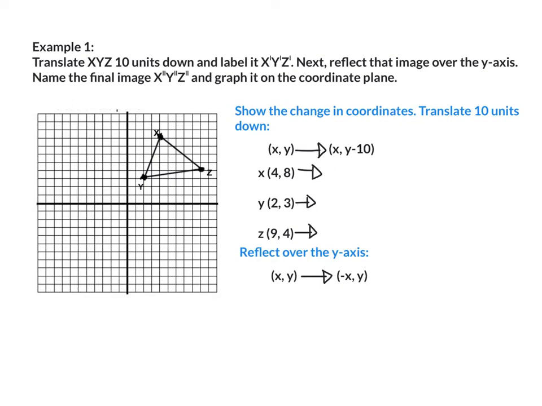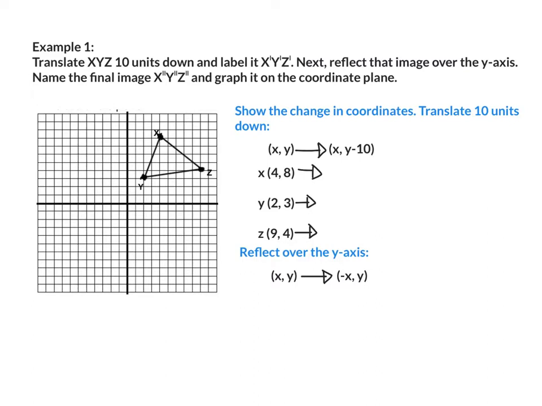Example number 1. Translate XYZ 10 units down and label it X prime, Y prime, Z prime. Next, reflect that image over the Y-axis. Name the final image X double prime, Y double prime, Z double prime, and graph it on the coordinate plane.